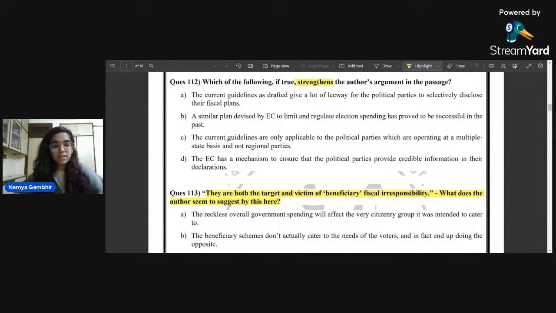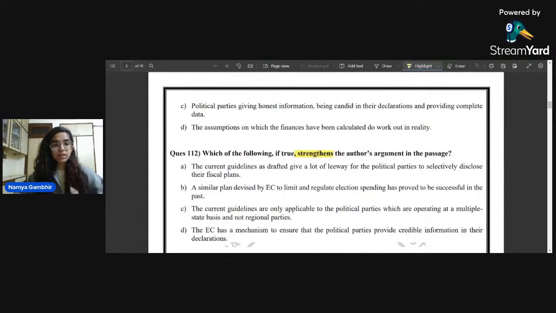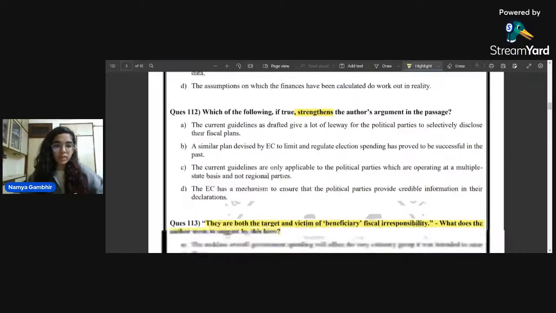argument. Now, the fourth is that the EC has a mechanism to ensure that the political parties provide credible information in their declarations. Now, this is an option that would strengthen, because one of the concerns that the author has expressed is that they are very parsimonious in the information that they declare. So if I say that the EC has a mechanism which would ensure that they are providing credible and complete information, then that is going to strengthen my proposal, right? And if you compare it with B as well, if you contrast the two, then D is much stronger in its strengthening. So we would go with the D option and we would eliminate B as well.